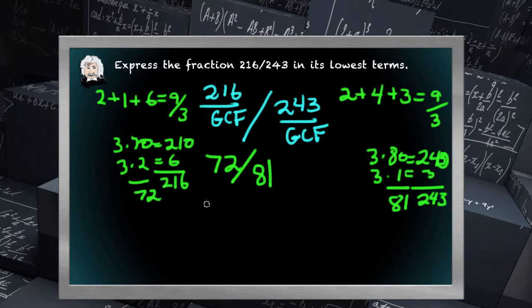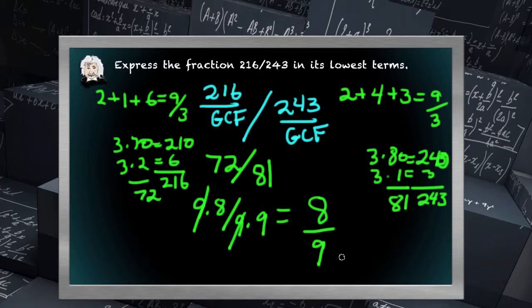And 72 is 9 times 8 from our multiplication tables, and 81 is the square of 9, which is 9 times 9. And that means our 9s on numerator and denominator will cancel, leaving only 8 divided by 9. And that is your simplest form of fraction.